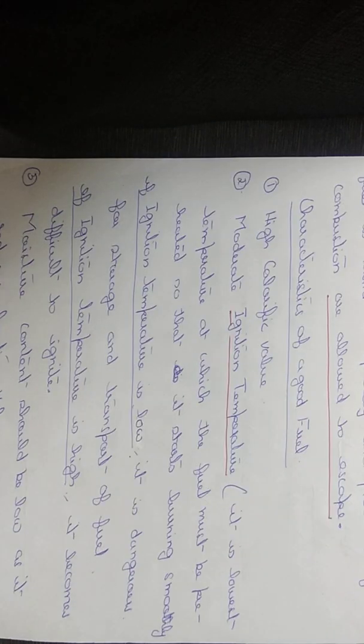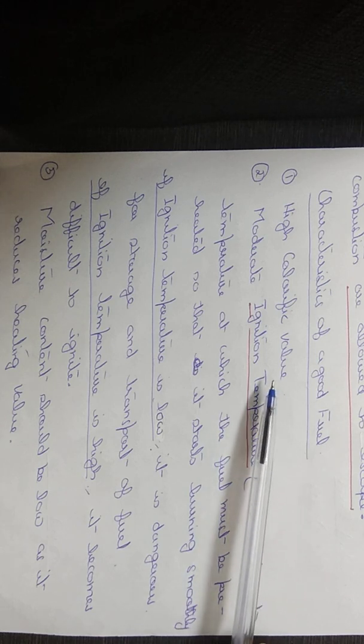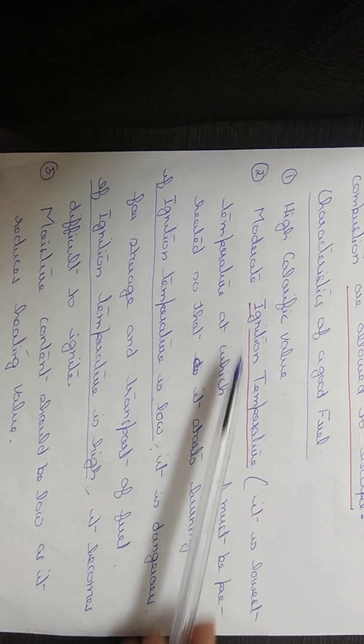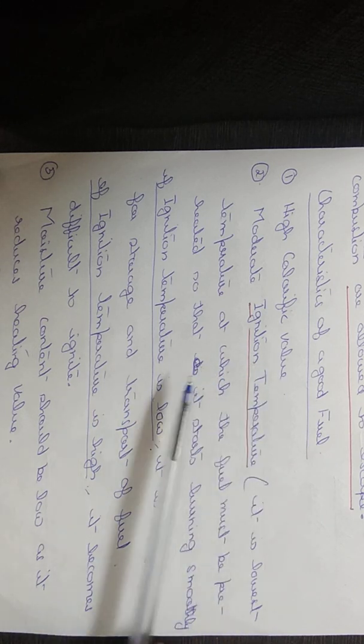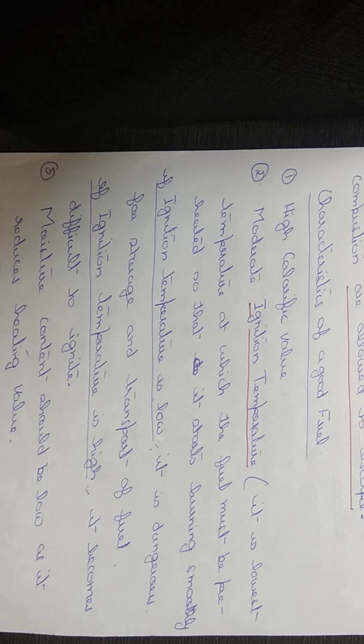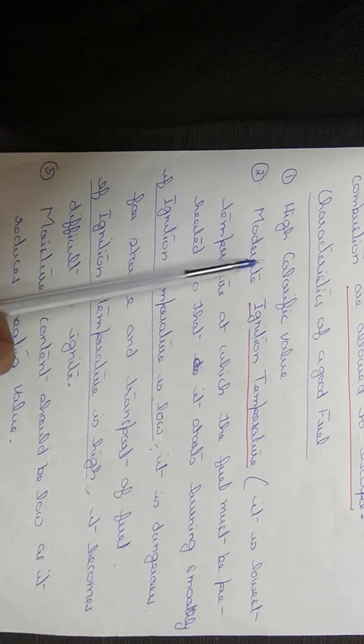Then we have characteristics of a good fuel. A good fuel should have a high calorific value. The second is related to ignition temperature. It is the lowest temperature to which the fuel should be preheated before the actual burning starts. For a good fuel, the ignition temperature should be moderate, because if the ignition temperature is low, then we cannot store the fuel and cannot transport it easily. And if the ignition temperature is high, then it becomes difficult to ignite the fuel.